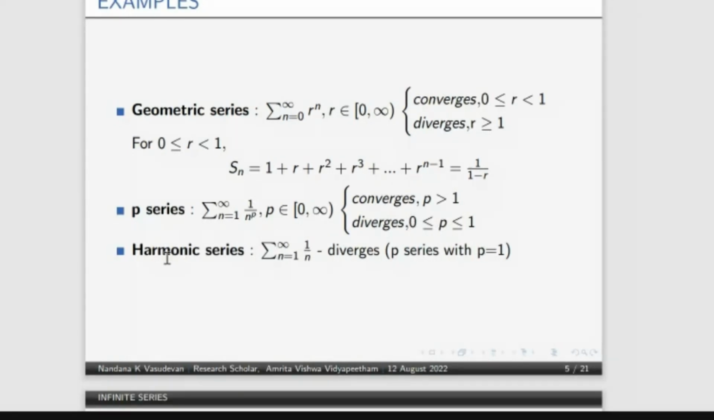So just like we have told before, harmonic series was a special case of P series. So due to the same reason, here we have said that for P in closed interval 0, 1, P series is divergent. So obviously here the P value is 1, so harmonic series is divergent.